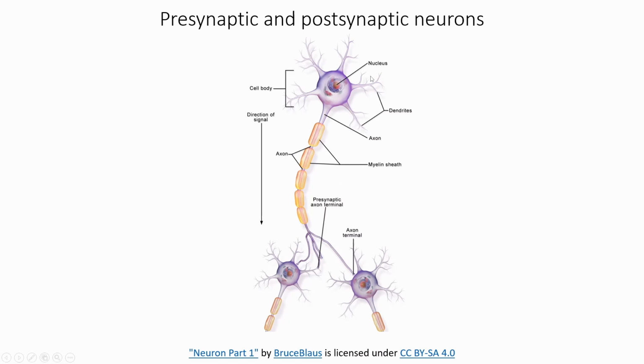Okay, so looking at this, we see our presynaptic neuron, right? This is the one that would be taking that signal and sending it down the axon. And then these ones here are going to be the postsynaptic neurons because they're receiving that signal.